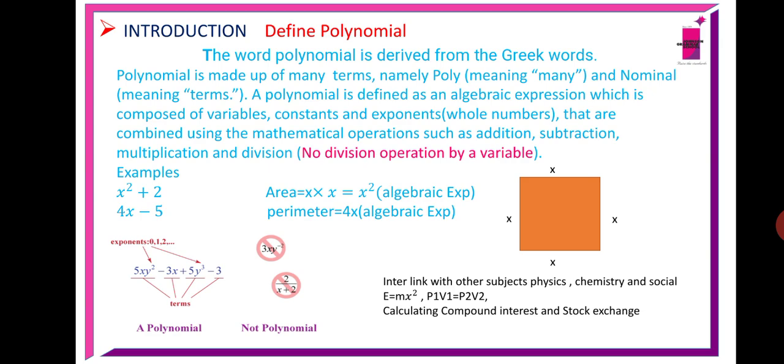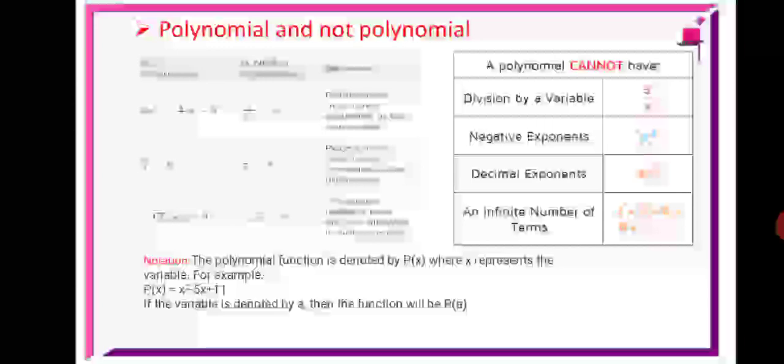If it is 3xy power minus 2, a negative exponent, it's non-polynomial. 2 by x plus 2 is also non-polynomial as a variable is in division. So you can see the polynomials and non-polynomials. The reason is also given: polynomials only have variables in the numerator, not the denominator. Variables under a root are not allowed in polynomials. A polynomial cannot have division by a variable, negative exponents, decimal exponents, or an infinite number of terms.